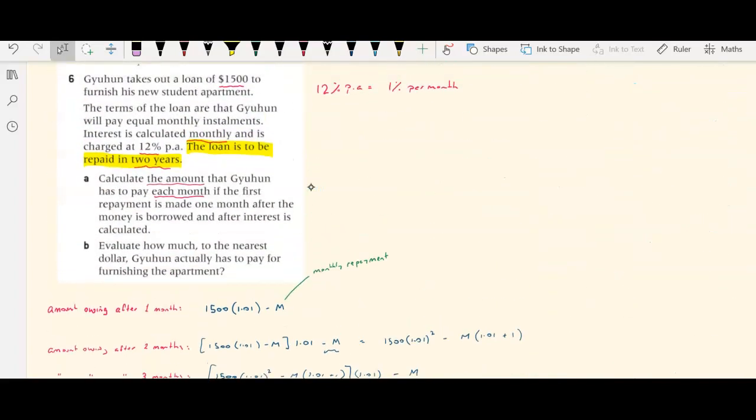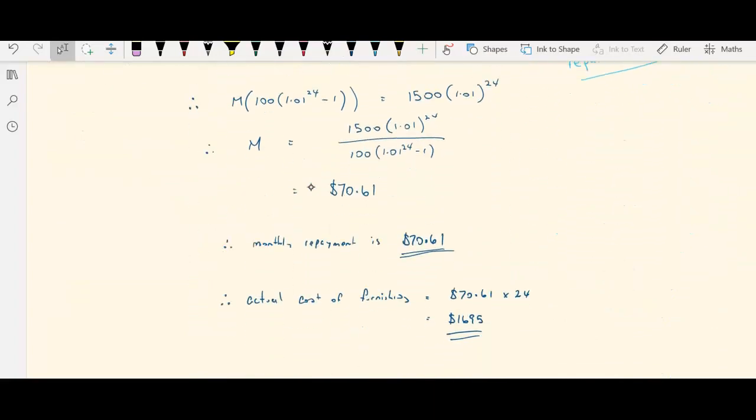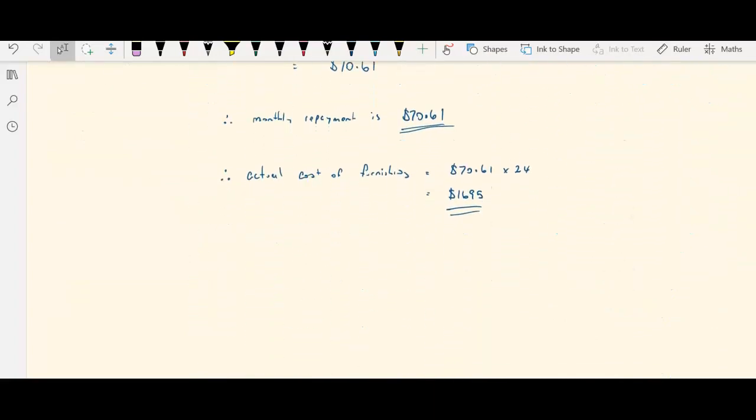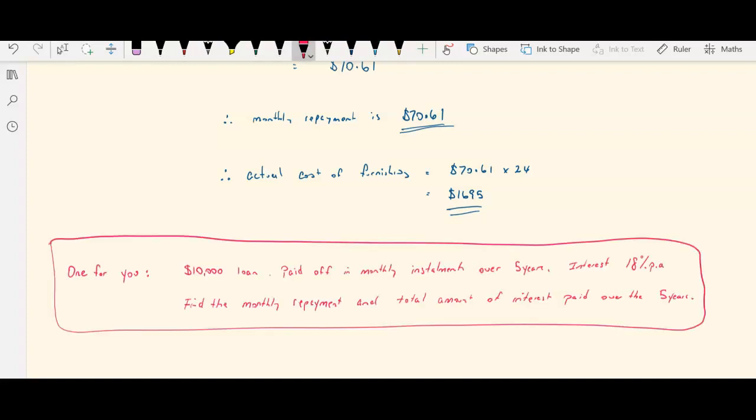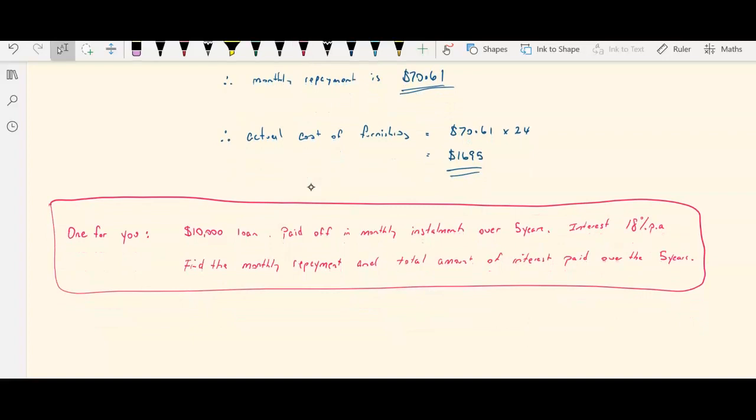And that's the question. It would be good for you to practice another question like this. They're quite time consuming, but I'll see if I can dig one out. Okay, here's one for you. $10,000 loan, same sort of question, paid off in monthly installments over 5 years. Here's our interest rate per annum. Remember, you need to change that to per month. Find the monthly repayment and the total amount of interest paid over the 5 years. Okay, have a go at that question, and I will give you the answer. I'll give you the answer to that in the next 24 hours or so.